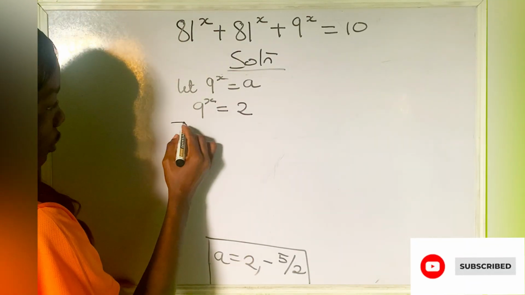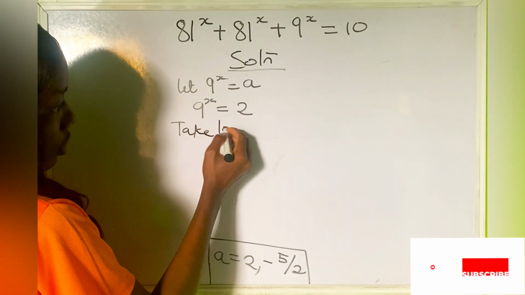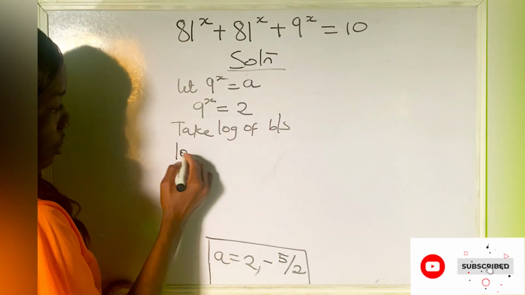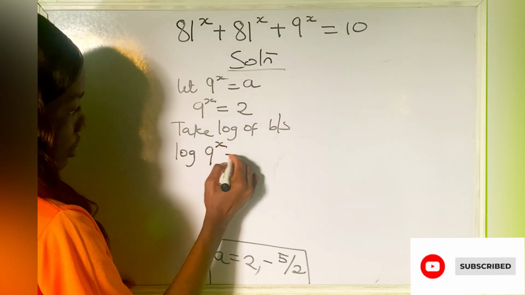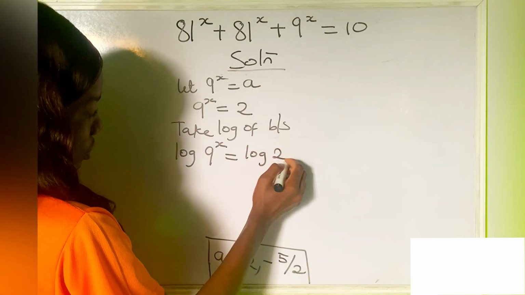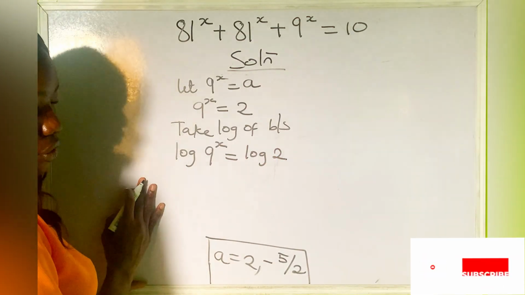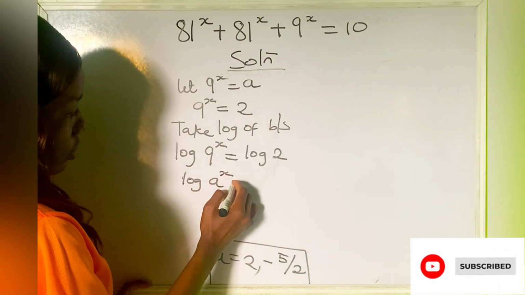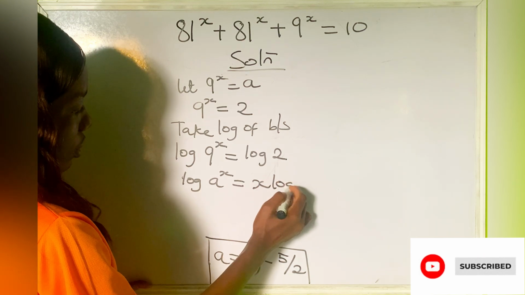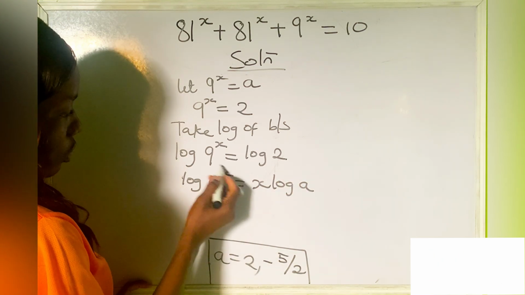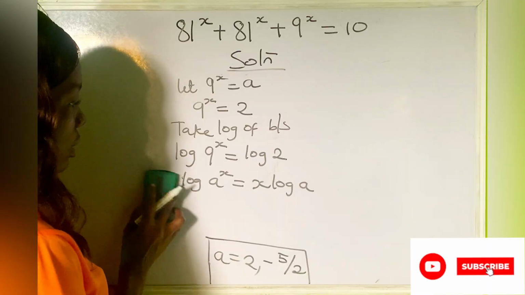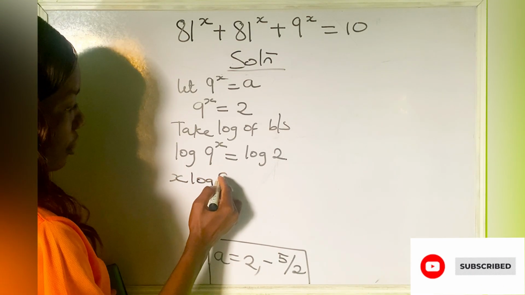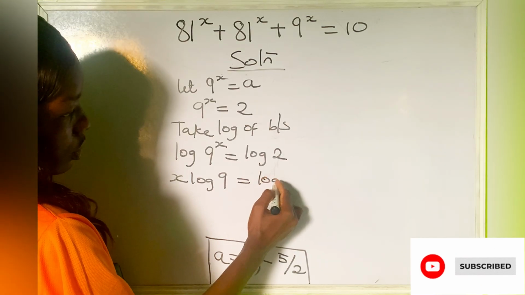Now let's take log of both sides because we're looking for the value of x. When we do that, we'll have log 9 to the power of x is equal to log 2. Now, using the logarithm rule, when you have something like log a to the power of x, it can be written as x log a. So the x comes this way, and here becomes x log 9 is equal to log 2.